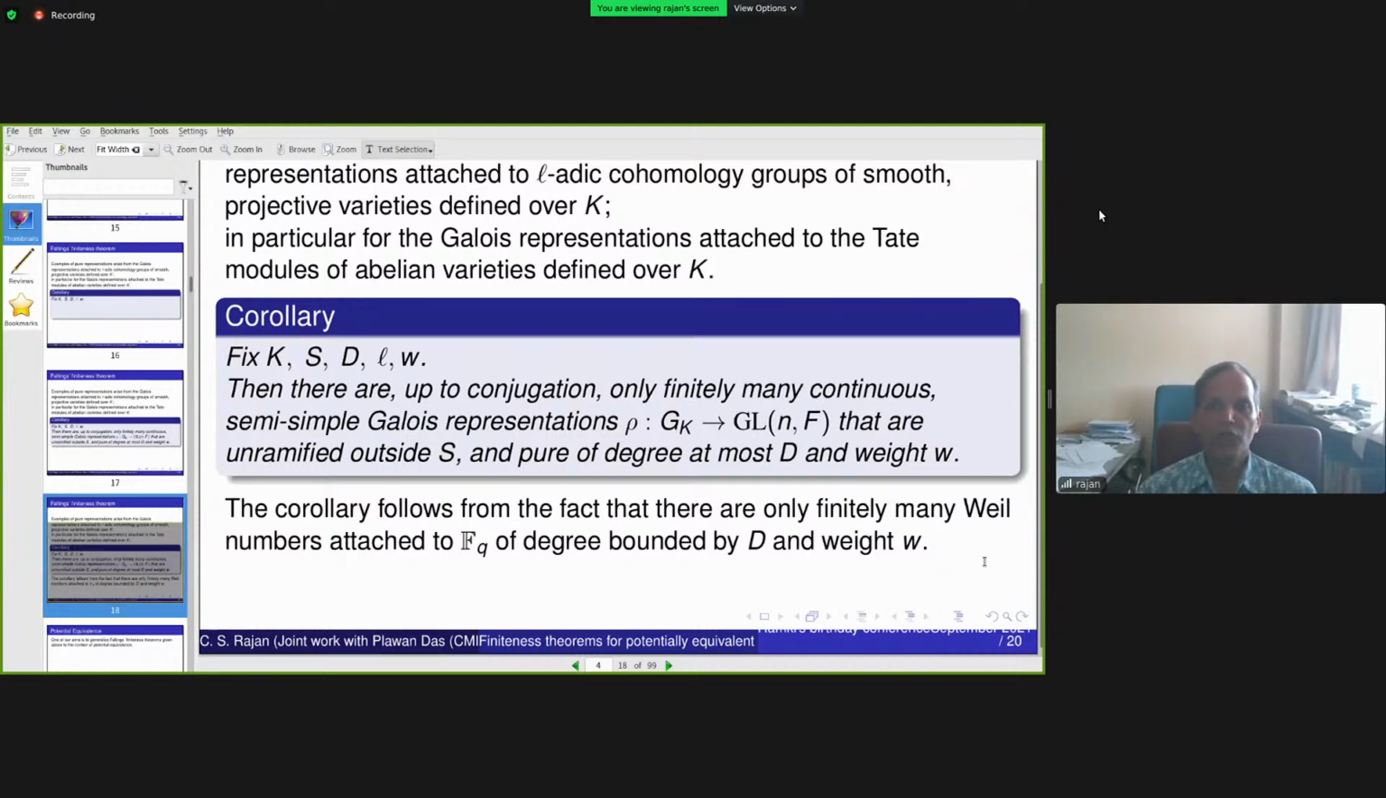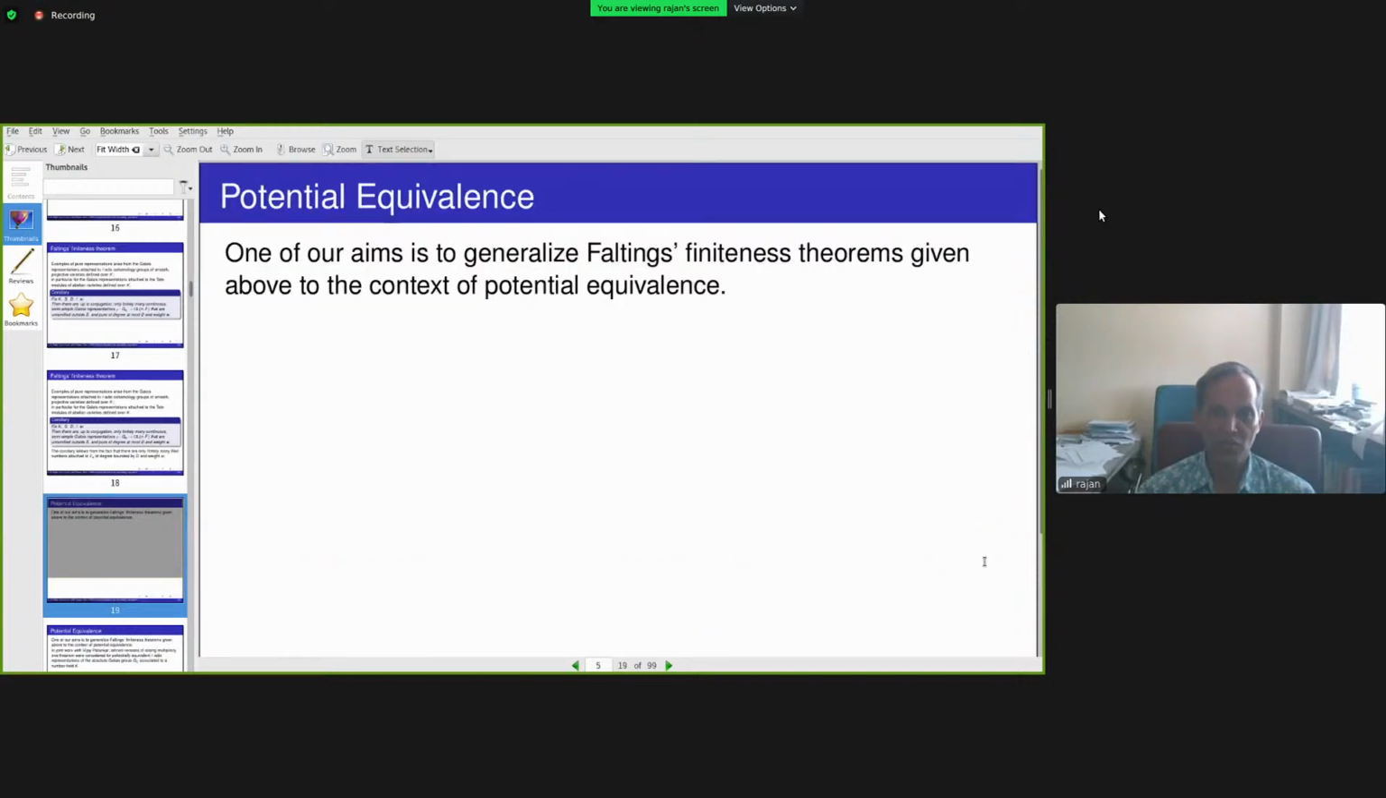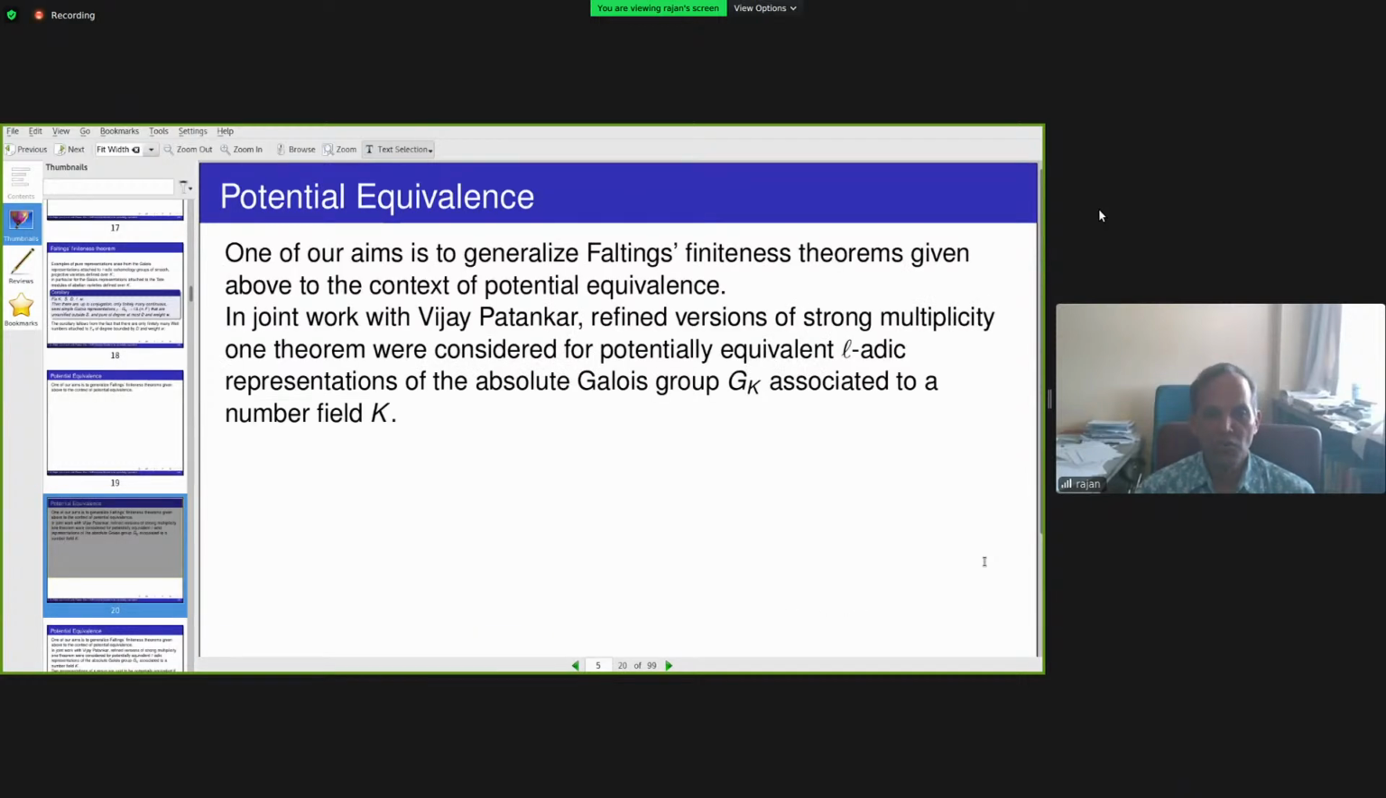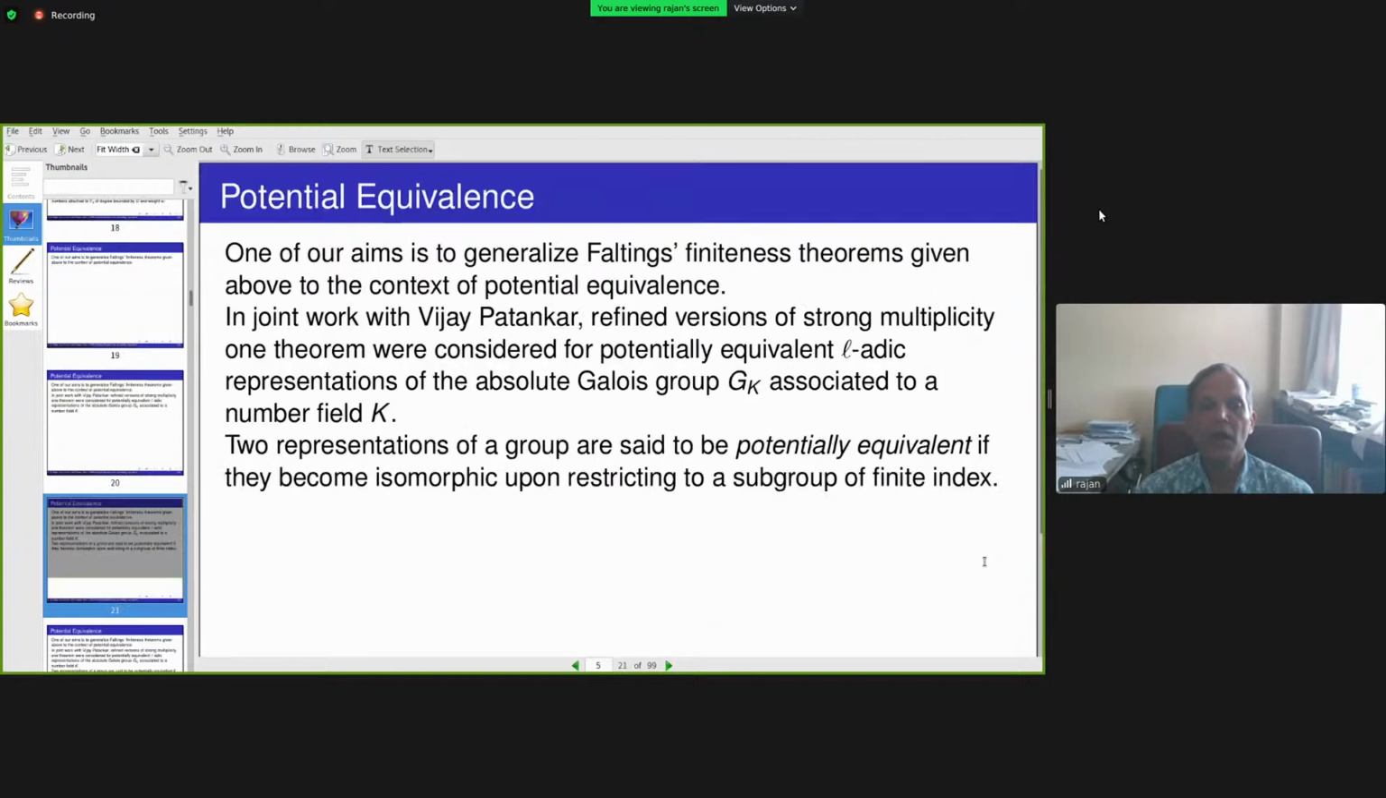So one of our aims here is to generalize Faltings finiteness theorems given above to the context of potential equivalence. In joint work with Vijay Patankar, we considered refined versions of the strong multiplicity 1 theorem for potentially equivalent l-adic representations of the absolute Galois group associated to a number field K. Two representations of a group are said to be potentially equivalent if they become isomorphic upon restricting to a subgroup of finite index.